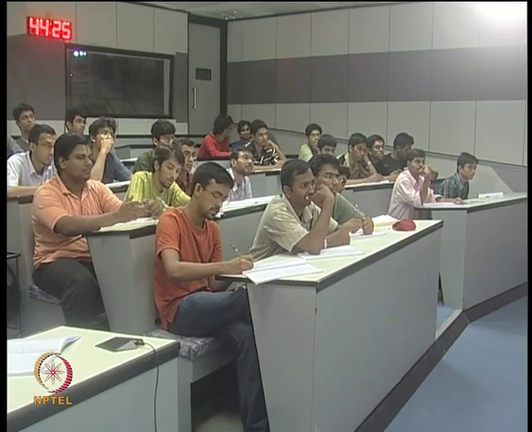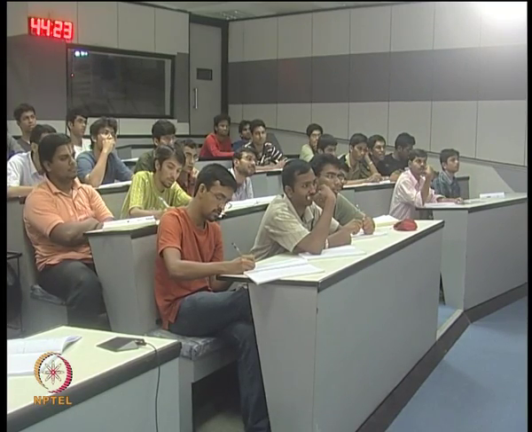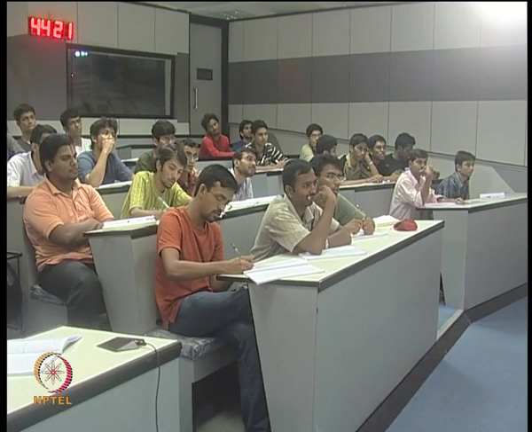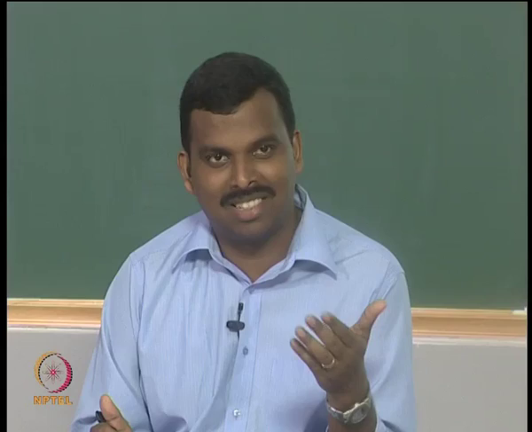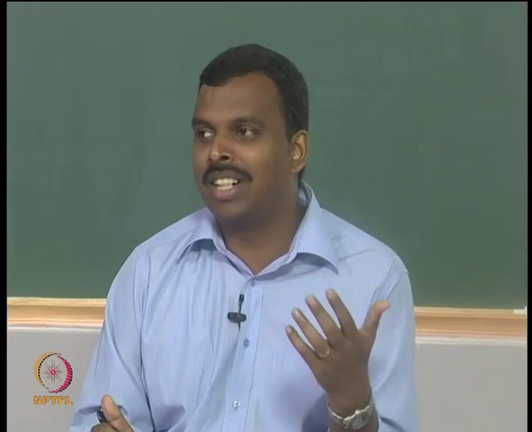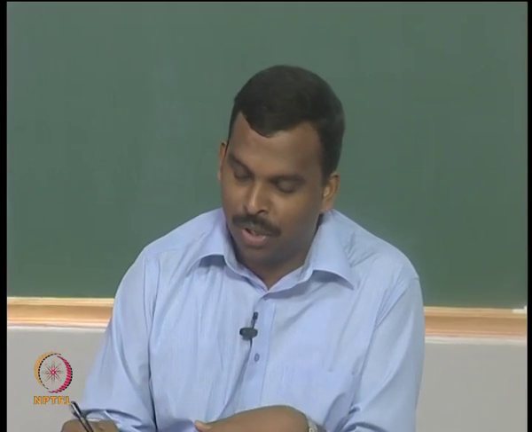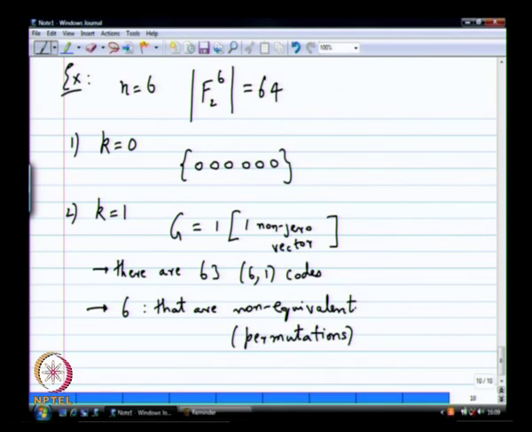The first bit is the message. Okay, so what is this 6 first of all? 6 is not the number of bits, it's the number of different codes. There are 6 different codes. So what are the 6 different codes? There will be 6 different generator matrices.